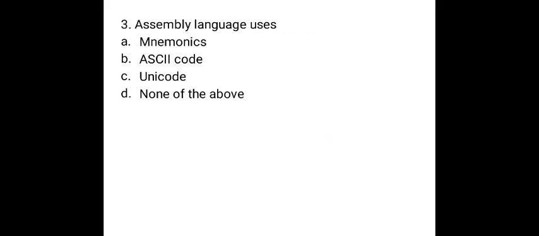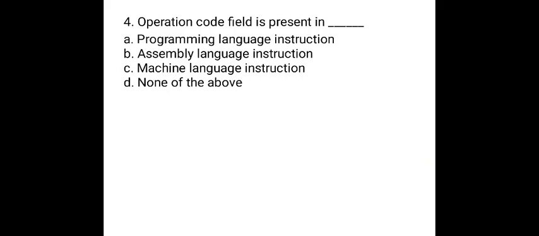Let's have another MCQ. Assembly language uses what? Whether it is using mnemonics, ASCII code, Unicode, or none. The answer is mnemonics. In the introduction class itself you learned that mnemonics are used in assembly language. The fourth question: the operation code field is present in which one? Is it present in a programming language instruction, assembly language instruction, machine language instruction, or none of the above? The operation code field is present in the machine language instruction.